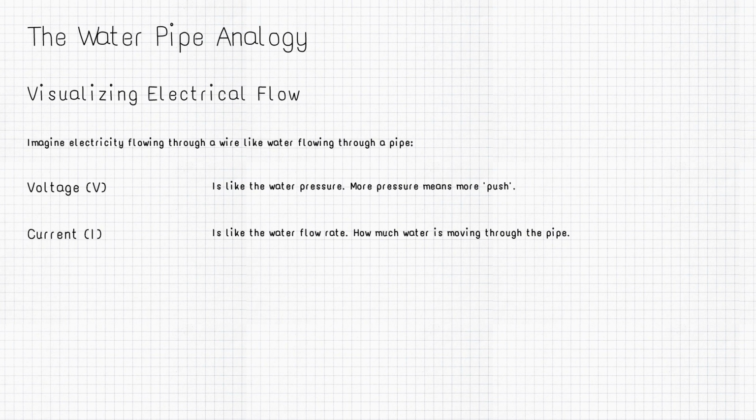Current, in this analogy, is like the water flow rate. It represents how much water is actually moving through the pipe at any given moment. A greater current means more charge is flowing.